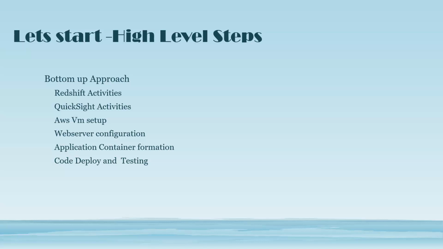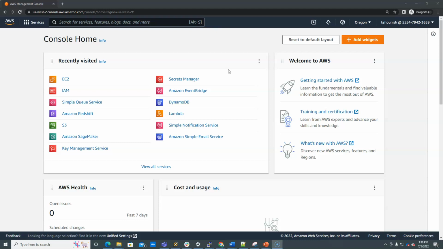So for that we have to spin up a T2 VM, T2 micro, and then we'll configure the web server, configure the application container. Quite a few steps are there. Let's see. And finally we will deploy the code and do the testing and see that the dashboard is visible in our application. We are also able to modify some data in the Redshift database. I've taken the US West 2 zone for this POC.